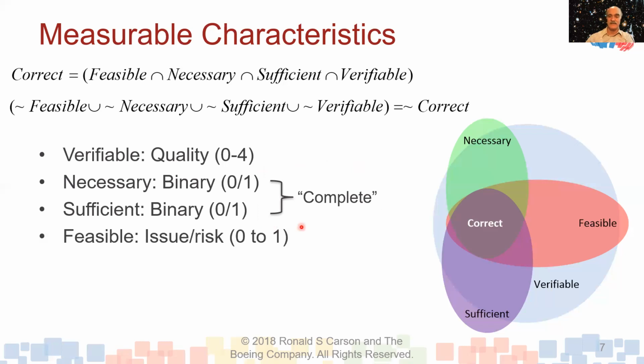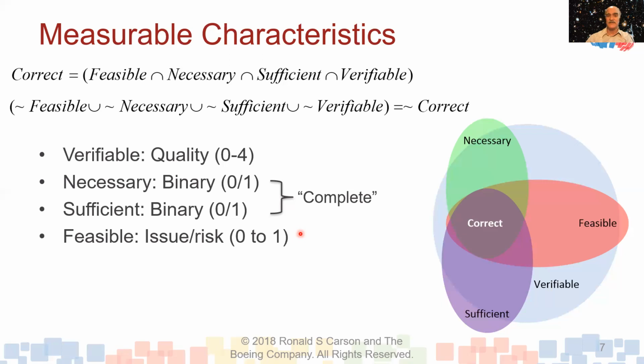And finally, feasibility is measured essentially as a risk or an issue. So it can get graded from 0 to 1. 1 means it's feasible with manageable risk. 0 means it's infeasible, and it wouldn't matter how much money you spent trying to satisfy it.